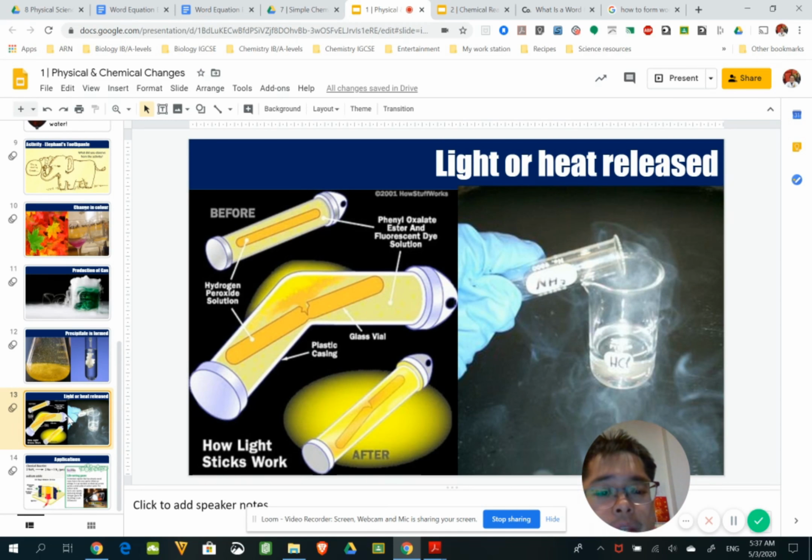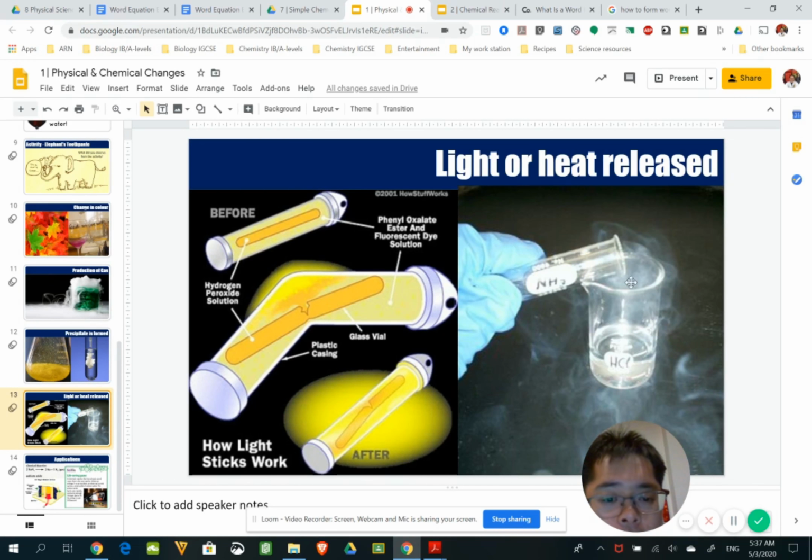Light or heat being released. These are two common ways for you to know that chemical changes have occurred. Have a look at this one here. You will have a solution inside with phenyl oxalic acid and fluorescent dye. This is basically the glow stick. The moment you break the glass vial inside, you release the substances which will react with different substances to produce the light. And this is non-reversible. So it's irreversible.